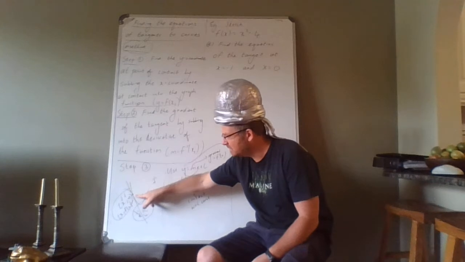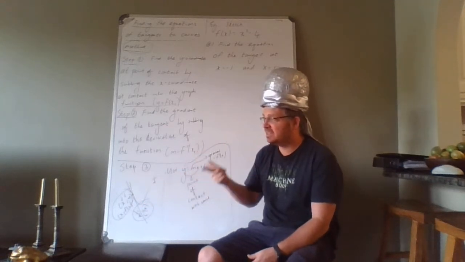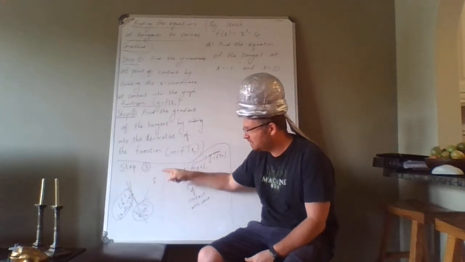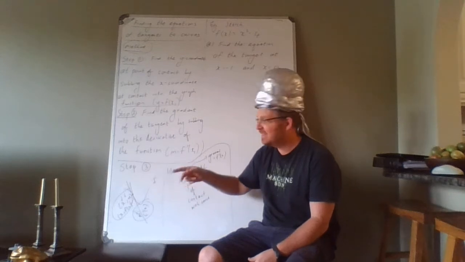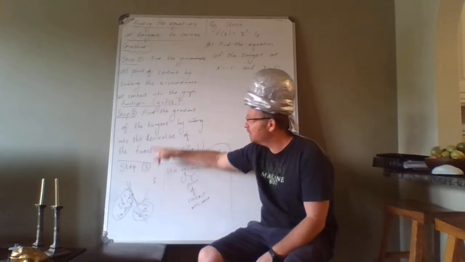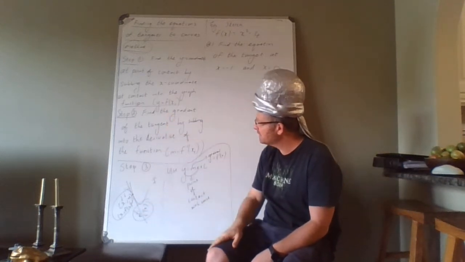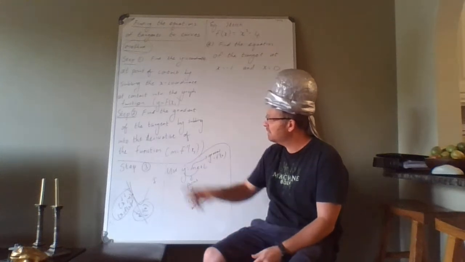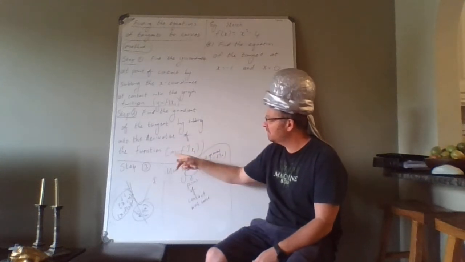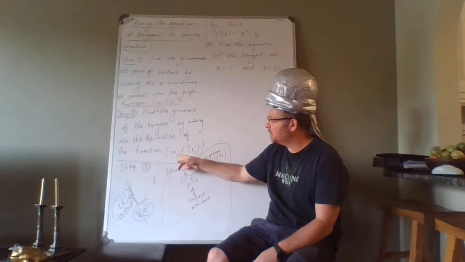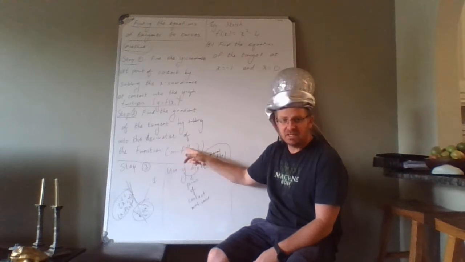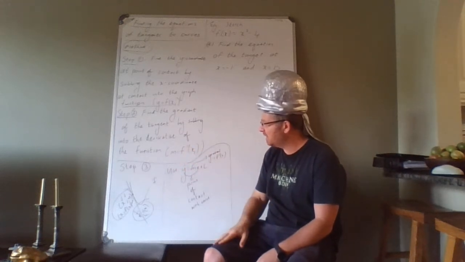So once you've got the point of contact, the next thing is to find the gradient. How do you find the gradient? You find the derivative for that function. Then you sub your x-coordinate into the derivative equation. So step 2, find the gradient of the tangent by subbing into the derivative of the function. And so if you're working with the point x1, then your gradient will be f dash of x1.